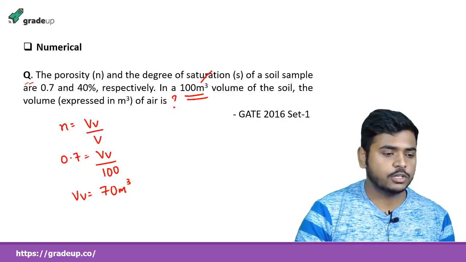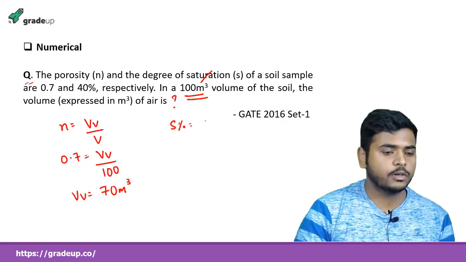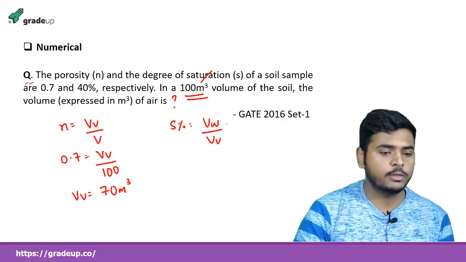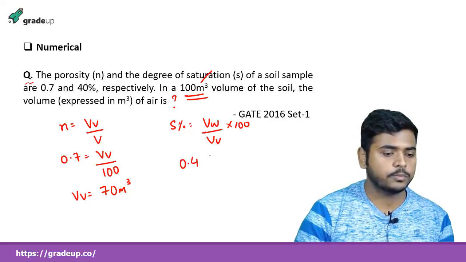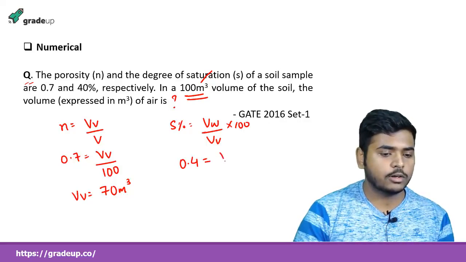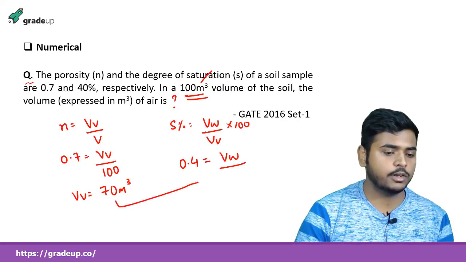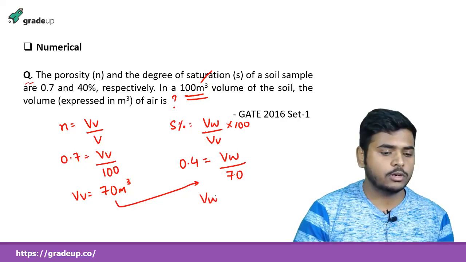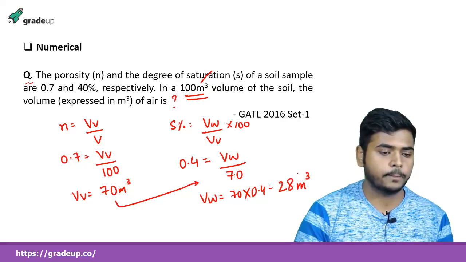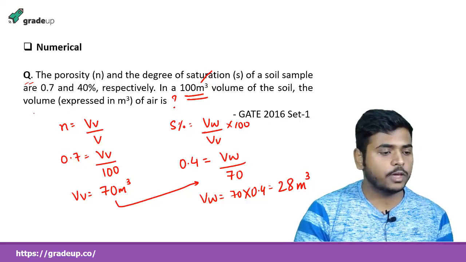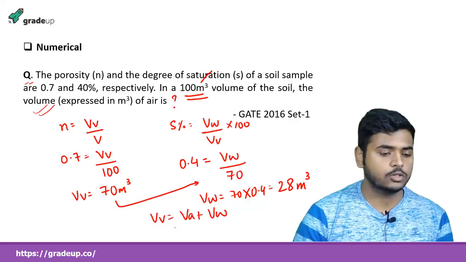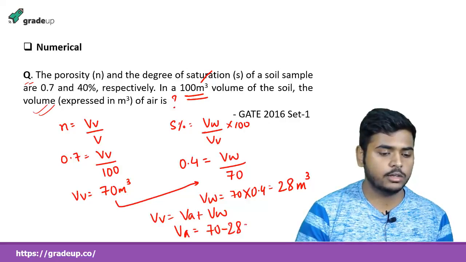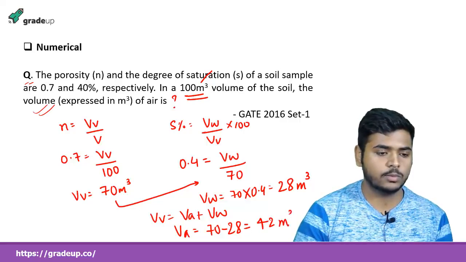Now degree of saturation. Degree of saturation S is volume of water to the volume of void in percentage. And it is given as 0.4 or 40% you can say. Volume of water to the volume of void that we have obtained here, 70. So volume of water comes 70 into 0.4, that is 28 meter cube. Now we have to get the volume of air in meter cube. Volume of void is volume of air plus volume of water. So volume of air is 70 minus 28. This value comes 42 meter cube. This is the answer.